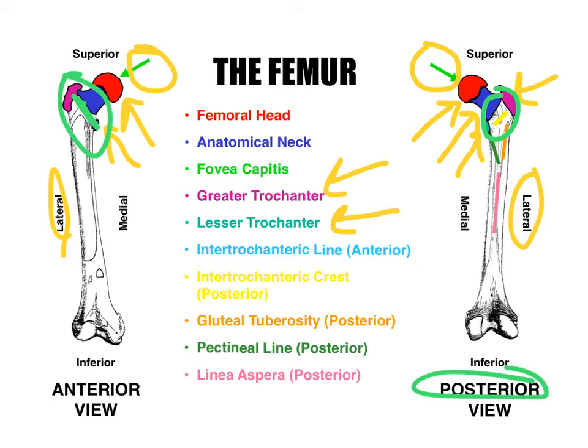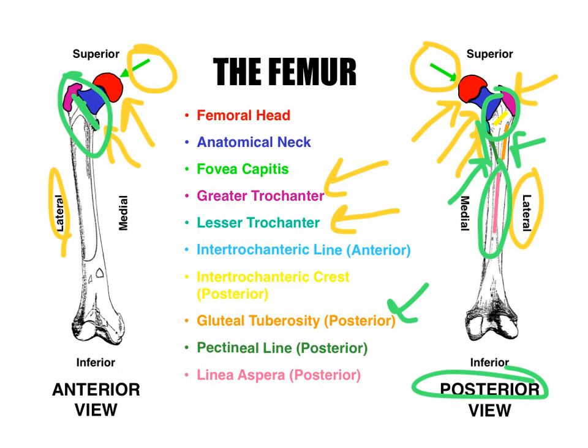Then you have two, or three actually, that form kind of a Y. All right, so the lateral side is your gluteal tuberosity, and that's the attachment point of your gluteus maximus. And then you have on the medial side the pectineal line. And then this big ridge that goes down the length of the femur is your linea aspera, and that's the attachment point of all your quadricep muscle group.